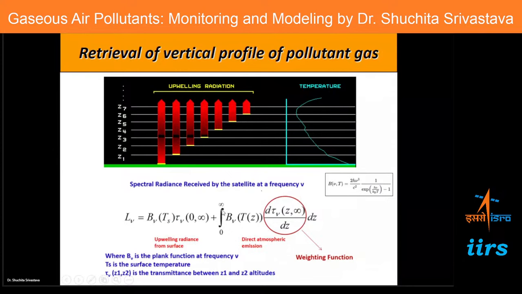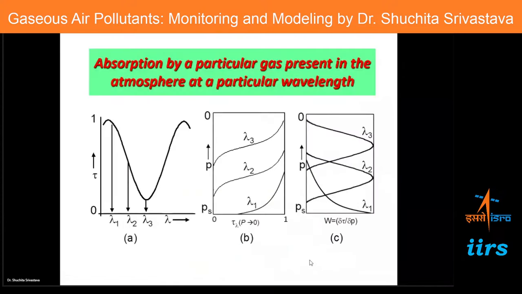This term is the integration from 0 to infinity, and it comes from direct atmospheric emission from different layers of the atmosphere. And this d tau by dz is the rate of change of transmittance with altitude. This term is called the weighting function. This weighting function is very important for retrieval of the vertical profile of different species. So first we will learn how we can get the vertical profile of different species present in the atmosphere.